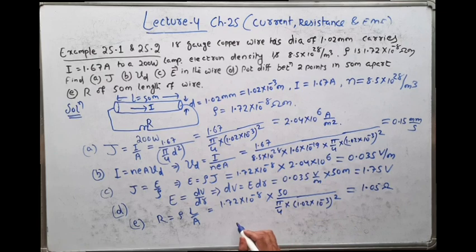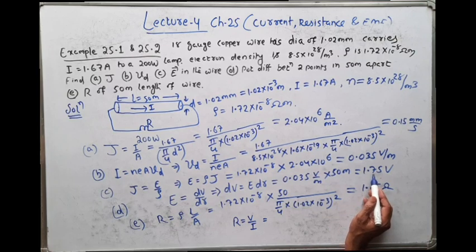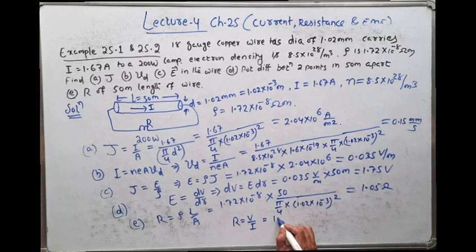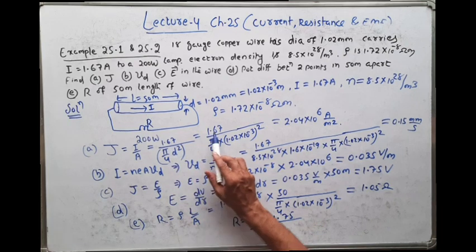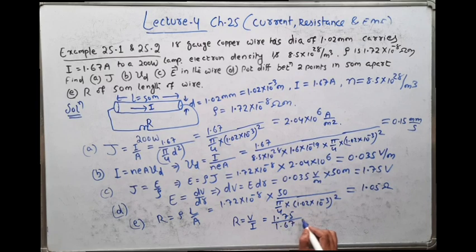Or you know the easy formula, R is equal to V by I according to Ohm's law. So what is the potential difference? 1.75 divided by current. What is the value of current? Current is equal to 1.67. So you calculate this, you will get again 1.05 ohm.